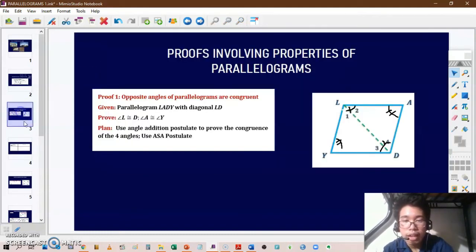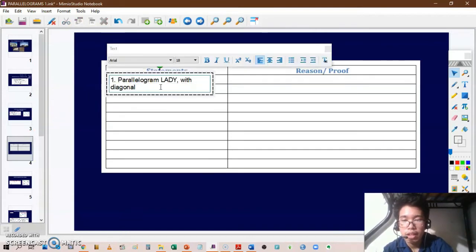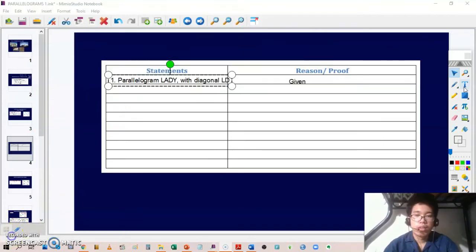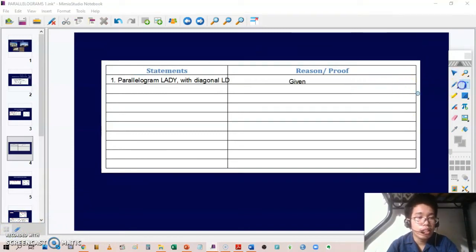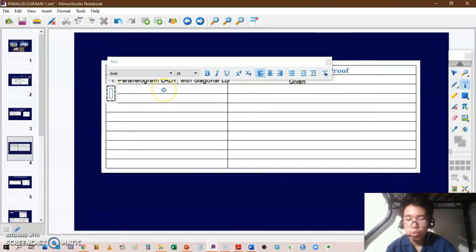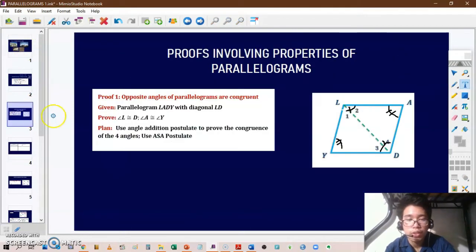What's the diagonal? Diagonal LD. Okay, so let's write that, LD. That's a given: parallelogram LADY with a diagonal LD. And then number two, we can say from our given figure here, let's go back to the figure.